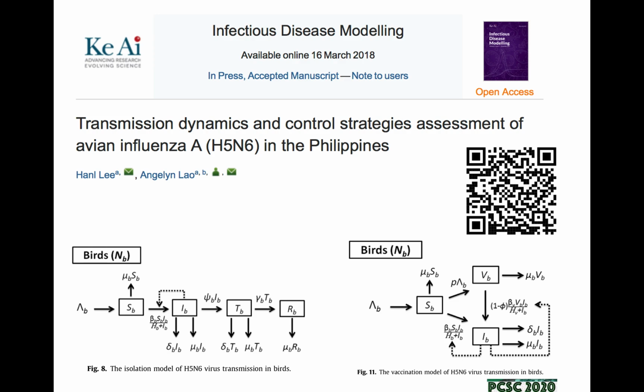So we modeled the efficacy of implementing isolation and vaccination strategy to the birds. In the vaccination model, we found that no matter how effective the vaccine is, if the majority of the population is not vaccinated, it is actually hard to control and prevent the infection. And we concluded that if we compare the two strategies, the isolation strategy is better than the vaccination strategy.